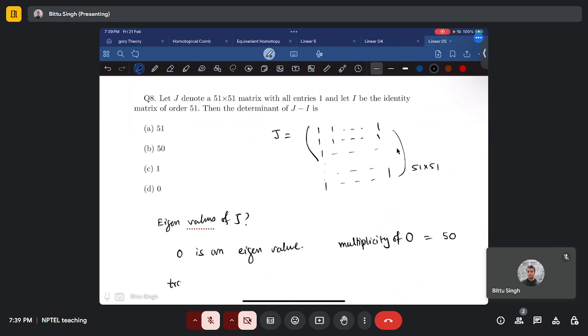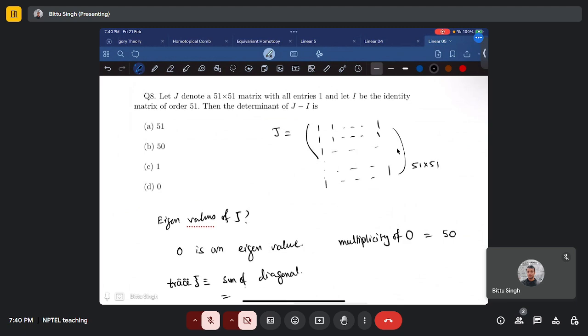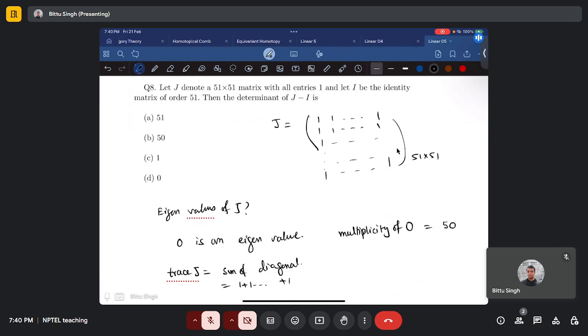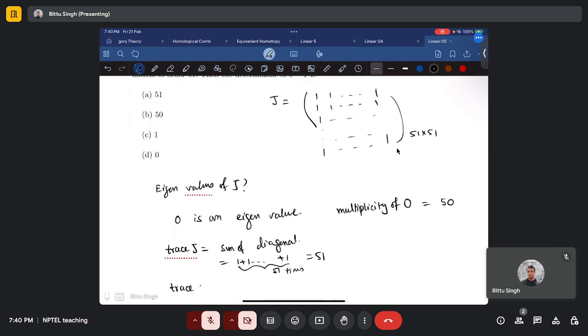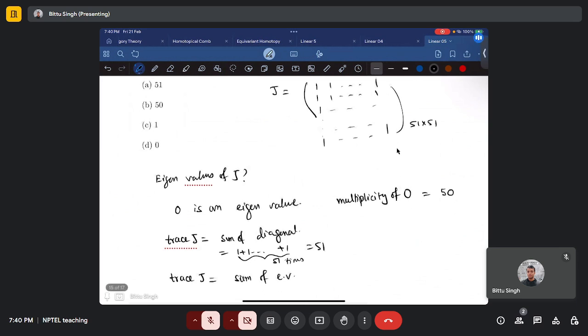Now if we see the trace of the matrix J, it is the sum of the diagonals, which is 1 plus 1 plus 1, 51 times, which is 51. Now we also know that trace is the same as the sum of eigenvalues. So in this case the trace is 51, so the sum of eigenvalues is also 51.